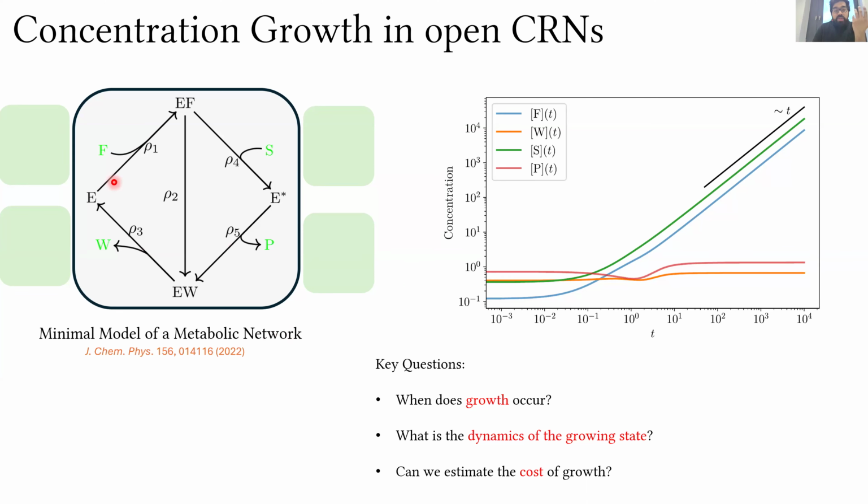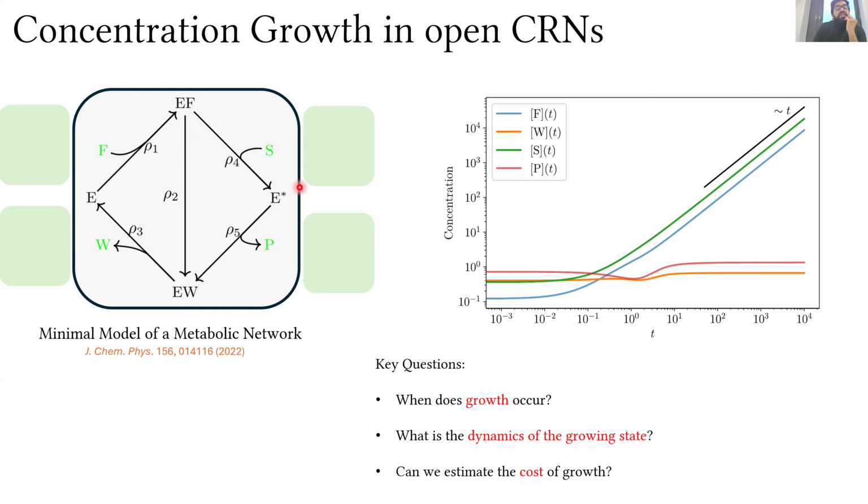So you have a chemical reaction network here, which I will describe now. It's a very simple network. You have a fuel species F, a waste species W, a substrate S, and a product P. And you have E, EF, EW, E star. They're just enzymatic species. So E combines with F to form EF, which can exist either as EF or EW. And EW can give you E by releasing W. Similarly, EF can take up S to give the complex E star, and E star can go back to EW by releasing the product P.